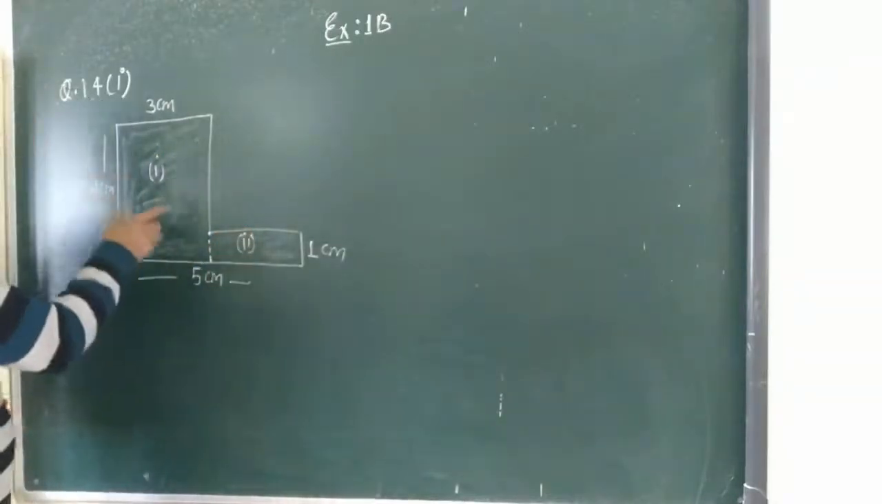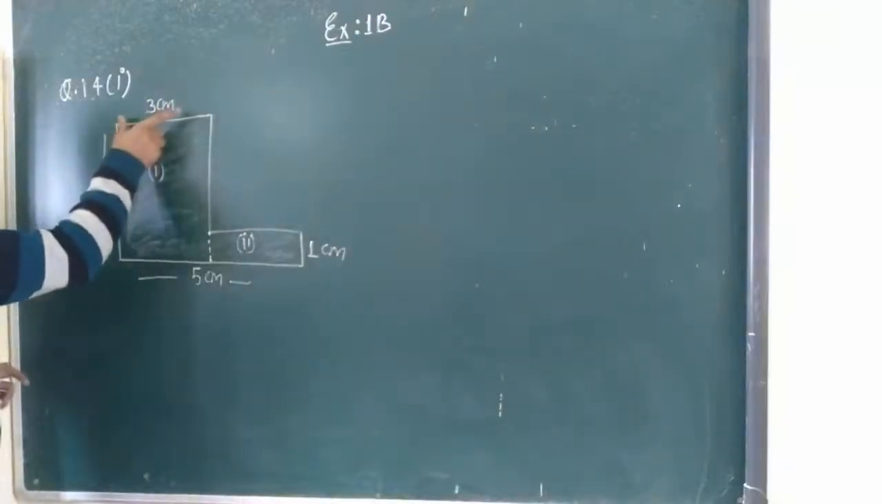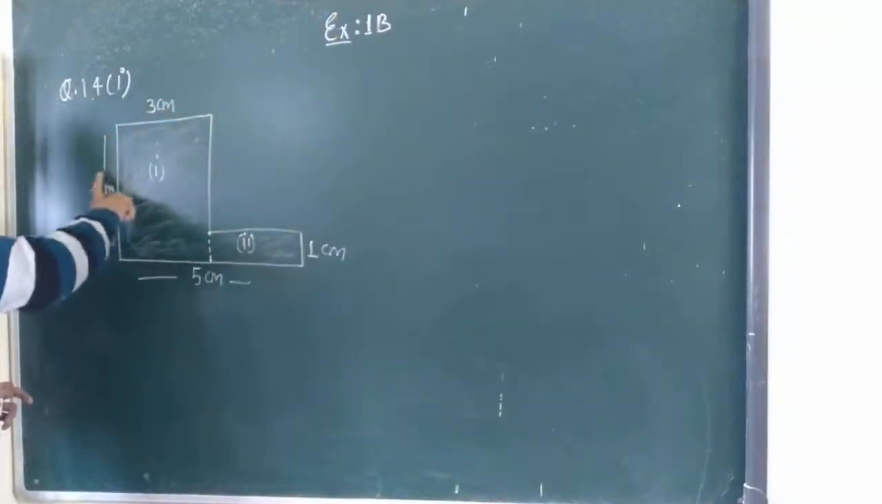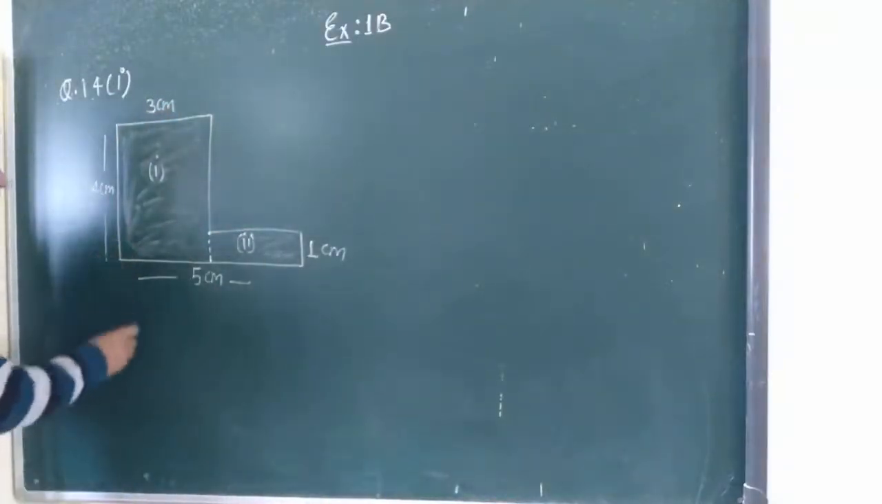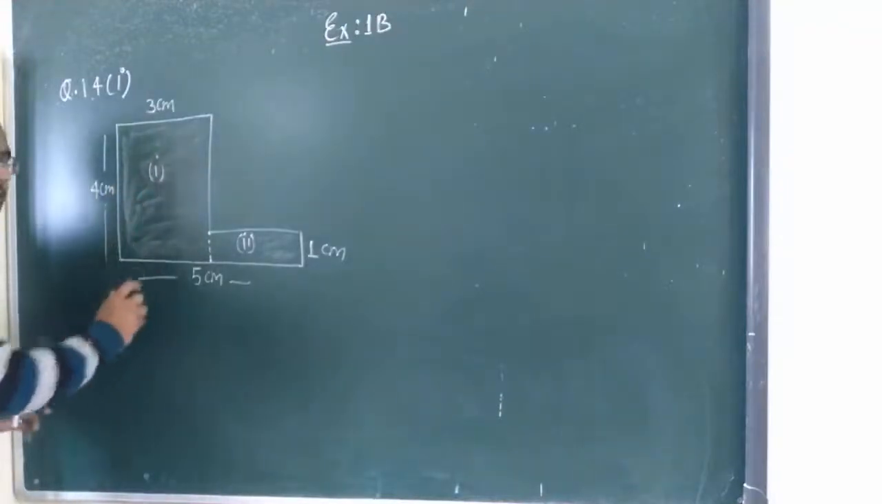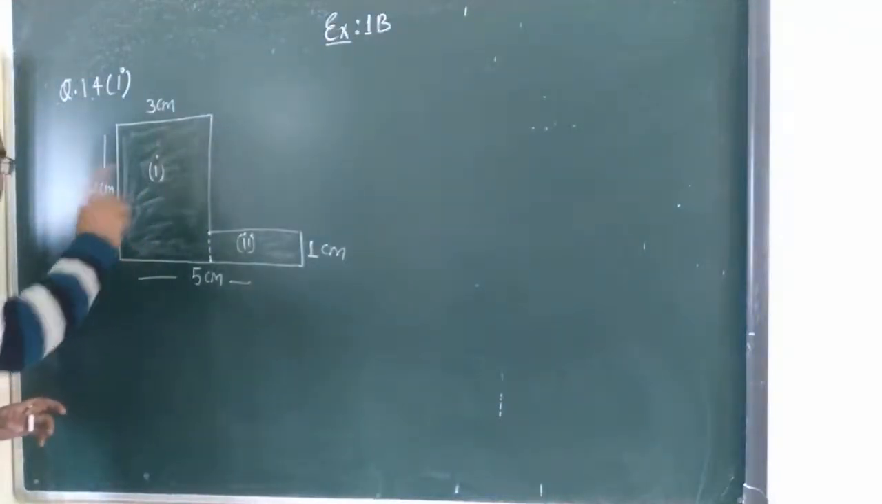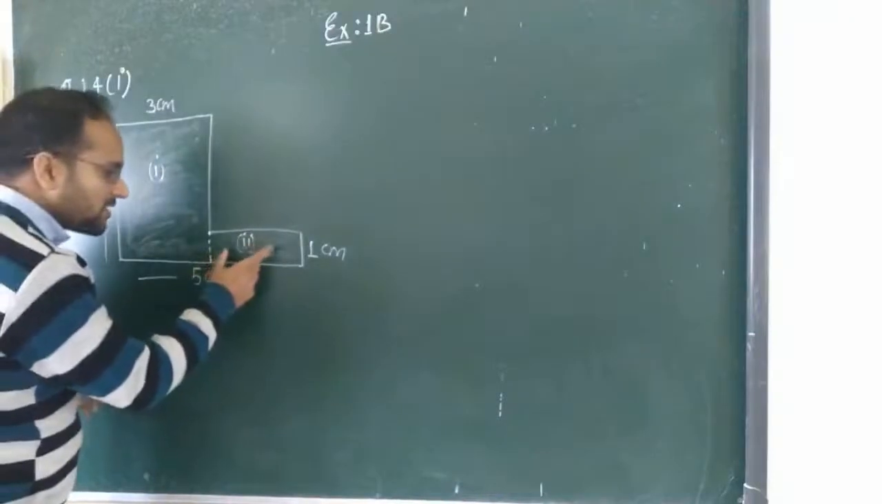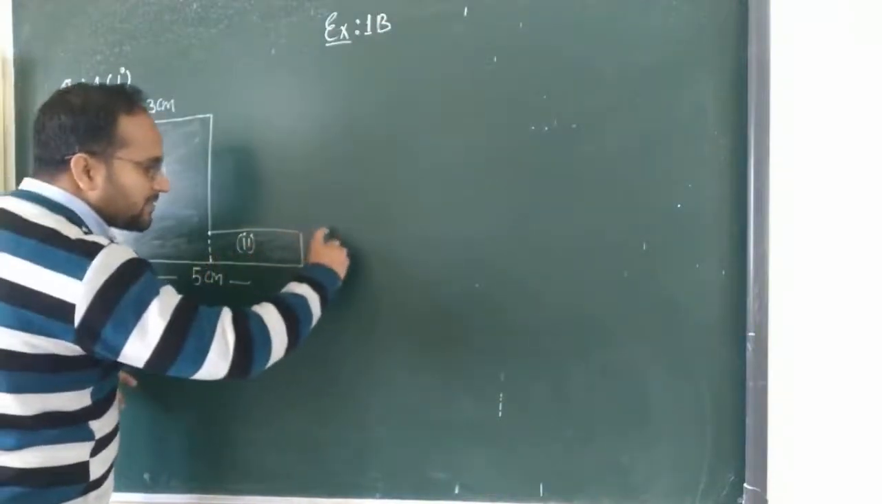In the first part, the length is 3 centimeters and the breadth is given as 4 centimeters. So it is clear, you can easily find the area of this rectangle: length multiplied by breadth. What about this one? Its breadth is given as 1 centimeter.